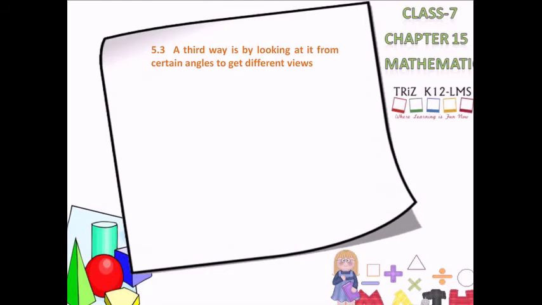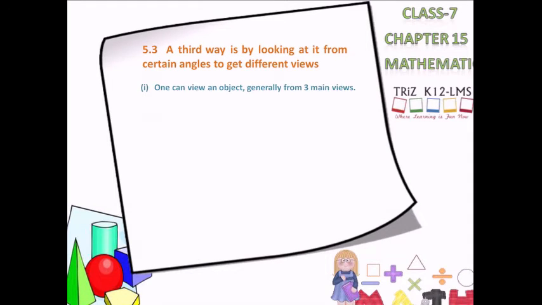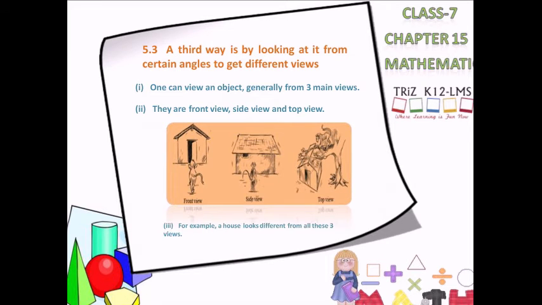A third way is by looking at it from certain angles to get different views. One can view an object generally from three main views. They are front view, side view, and top view. For example, a house looks different from all these three views.